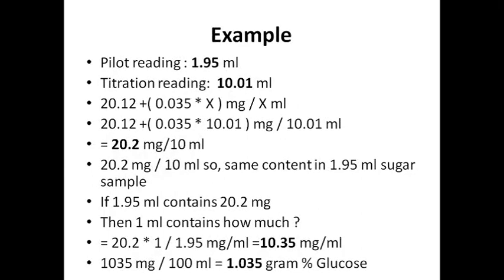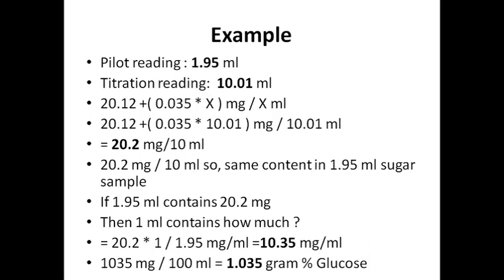Now here we will take an example for our calculation. Suppose our pilot reading is 1.95 and our titration reading is 10.01 ml. Now putting the values in the formula, it will be like this: 20.12 plus 0.035 into 10.01 milligram per 10.01 ml. So it will be equal to 20.2 milligram per 10 ml.